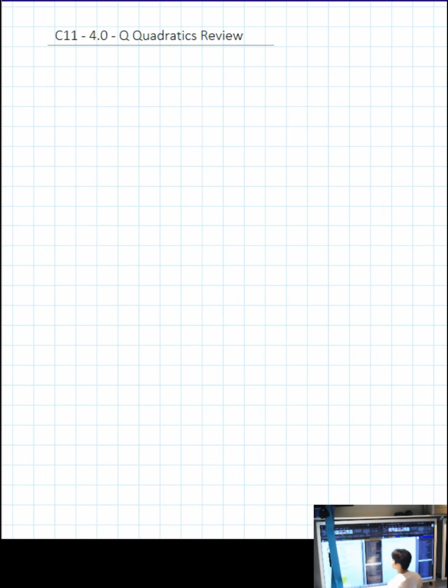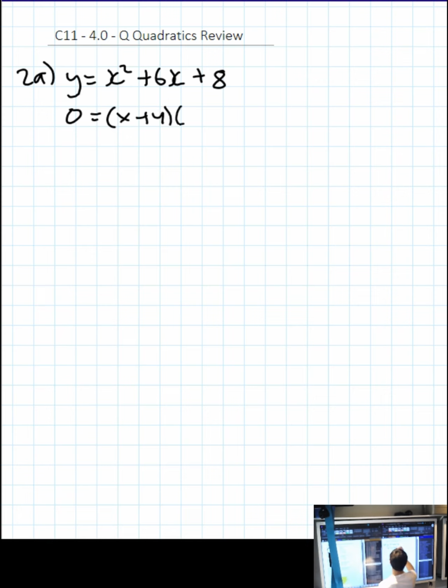All right, so question 2A. We have y equals x squared plus 6x plus 8. Now, we're looking for x-intercepts, and in order to find an x-intercept, we know that y is 0. Let's start by putting 0 in for y. 0 equals, hang tight. Now, we're going to factor the right-hand side. Two numbers that multiply to get 8 and add to get 6 are 4 and 2, so we're going to factor it to be (x plus 4)(x plus 2).